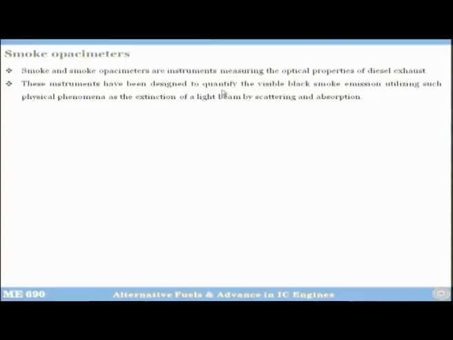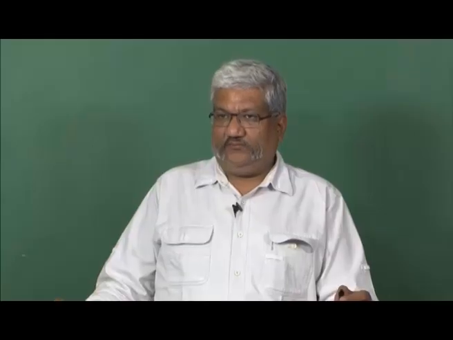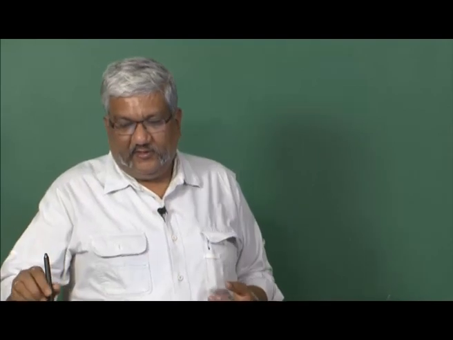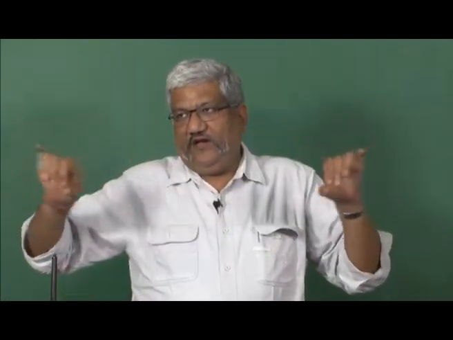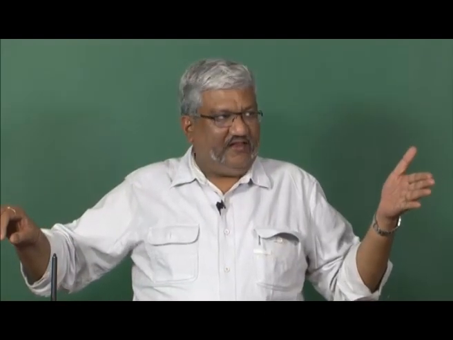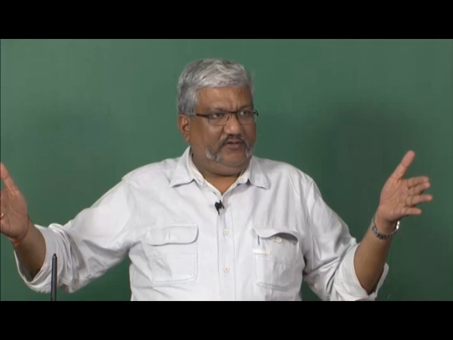These instruments have been designed to quantify the visible smoke emission, utilizing such physical phenomena as the extinction of a light beam by scattering or absorption. So, basically what you are doing is you are looking at the smoke. Two methods are used, and what are these two methods? One is that you have a tube filled by smoke. On one end you have a light source, on the other end you have a photo cell.